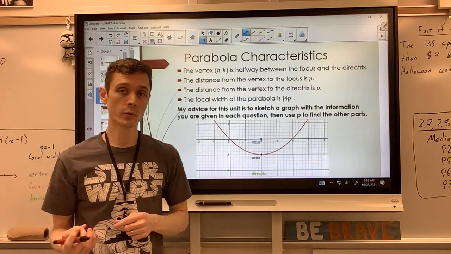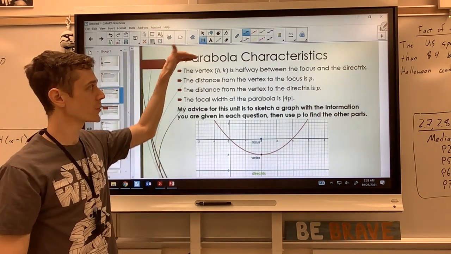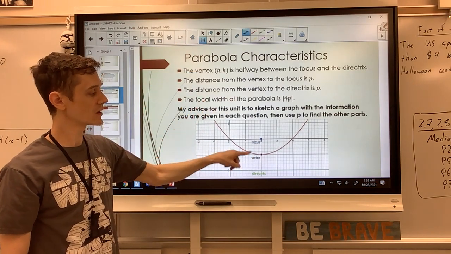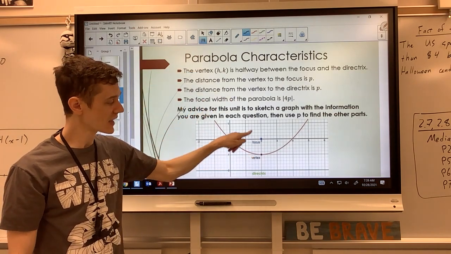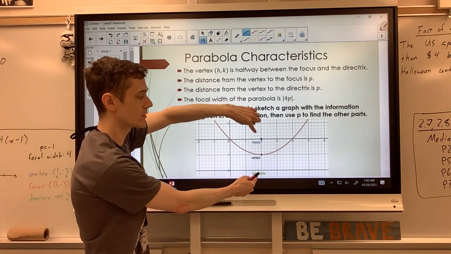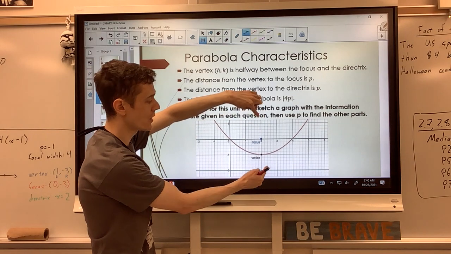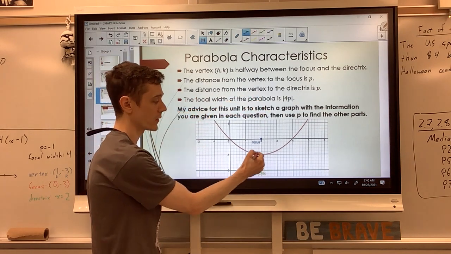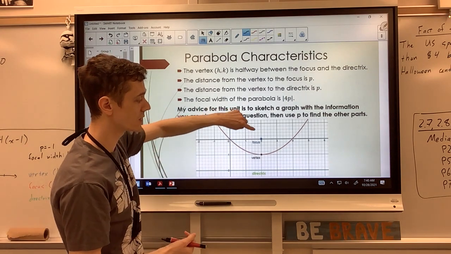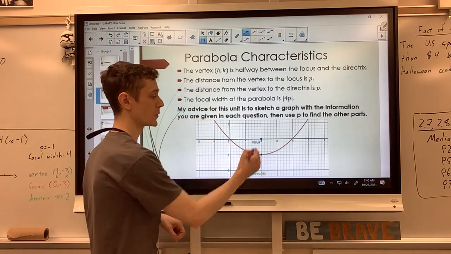So now for some rules that we'll be using when we're working with parabolas. The first one is the h and the k value that make up the vertex itself. It's very important to know that the vertex is always exactly halfway between the focus and the directrix. So some questions will not give you the vertex, but they'll give you the other two pieces. So you can plot them on a graph and find the one that's halfway between, and that'll be the location of the vertex.